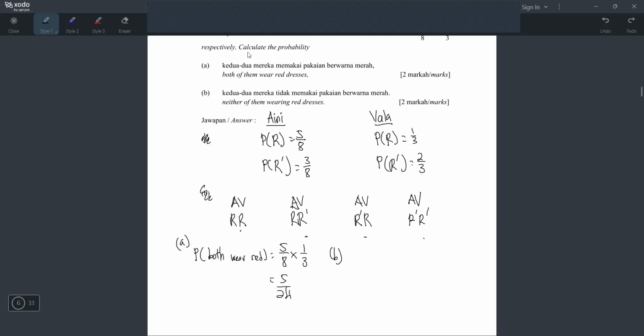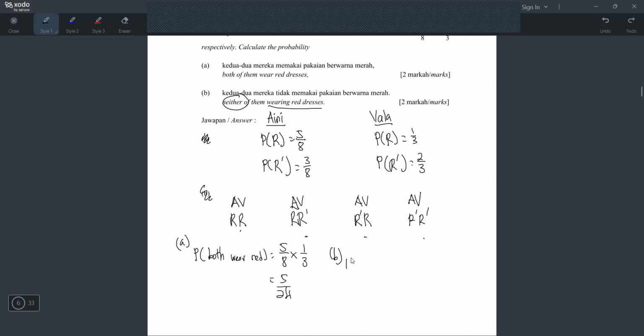Let's go to B. Calculate the probability of neither of them wearing red dress. Neither of them wearing red dress means both also not wear red. Both must not wear red. So this one cannot, this one cannot because Aini wears red. This one also cannot because Vala wears red. So only this one has both not wearing red.